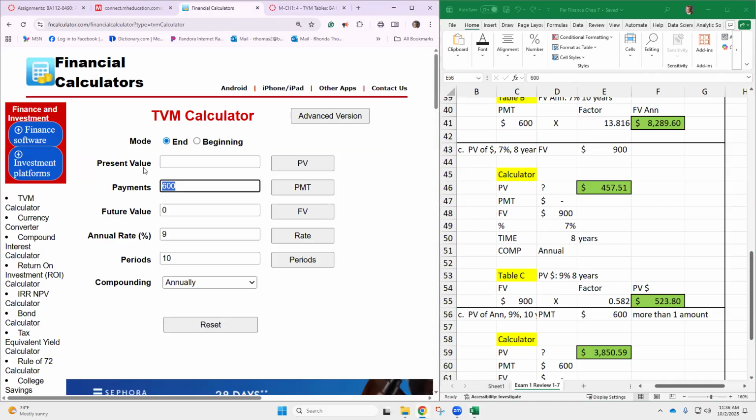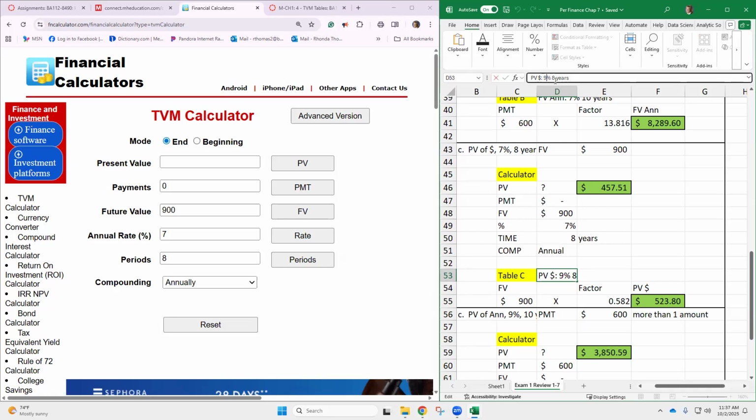Looking for the present value. Payments are 0. I want $900 in the future. We're looking at 7% in 8 years. I'm going to double check that. And I can't seem to remember. Okay, 8 years, 7% in 8 years. Let me fix that. Like I said, I should have to only enter this in once and all those cells should copy it, but I haven't put all that in.